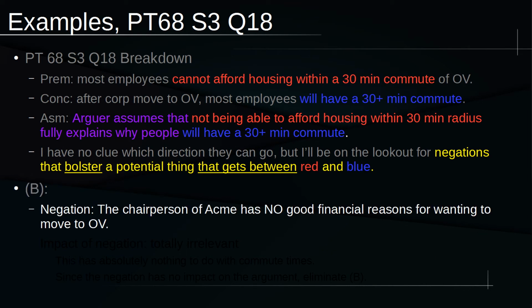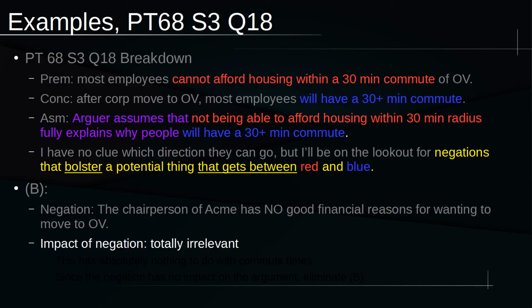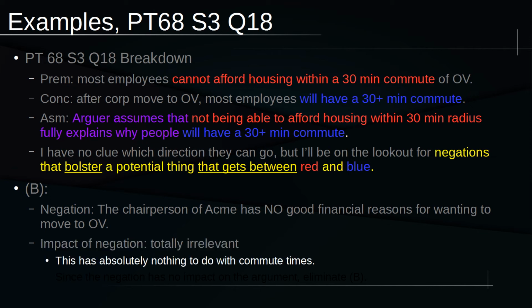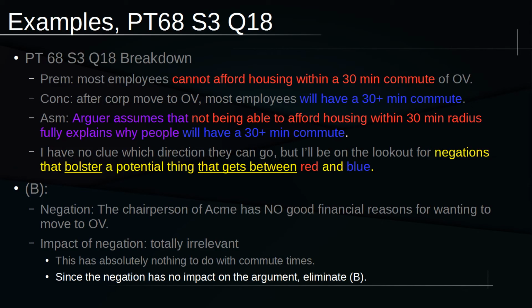So the negation of B runs something like this. The chairperson of Acme has no good financial reason for wanting to move to the new location. So the impact of this negation is that it is totally irrelevant. This has absolutely nothing to do with commute times whatsoever. And so since the negation has no impact on the argument, we are going to eliminate option B.